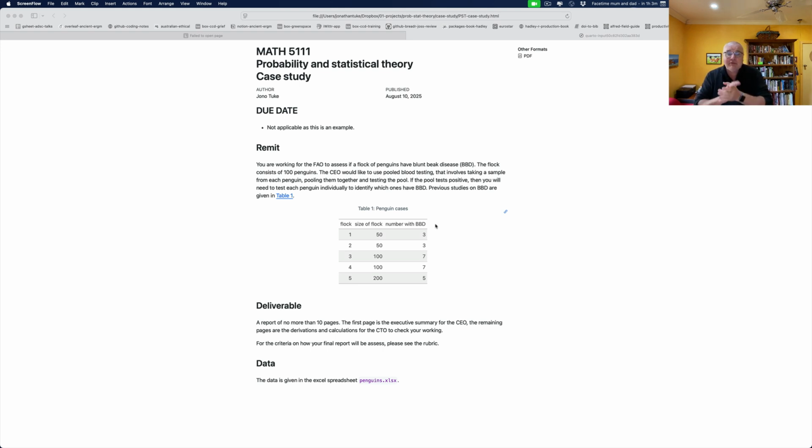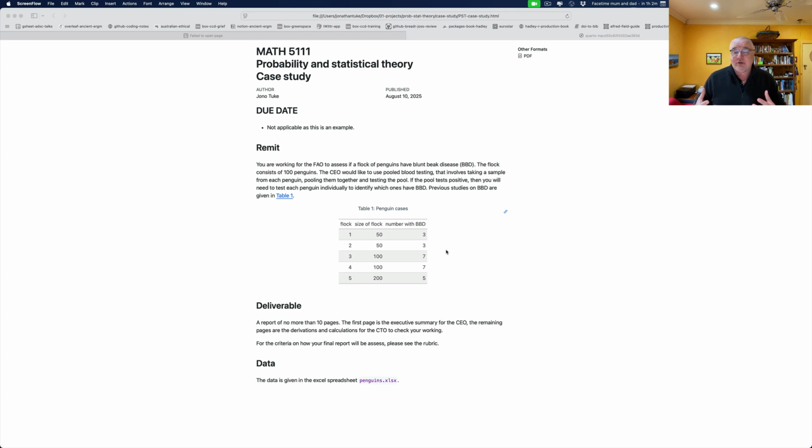So the whole idea is, there's been a previous study, so there's been 5 studies. Here's the size of the flock, and here's how many had the blunt beak disease. And the idea is we're going to work out how to, first of all, estimate the probability of disease. So we're going to do some maximum likelihood estimation. We're then going to work out the expected number of blood tests we need if we group it in a certain way. And then we're going to work out the ideal way of doing all this together. And then I'm going to write a report and I'm going to upload the report as well. So that's where we're at. I hope that makes sense.